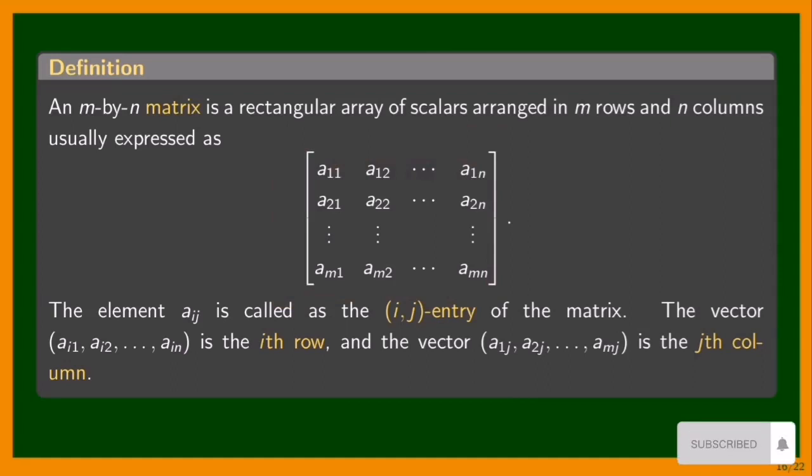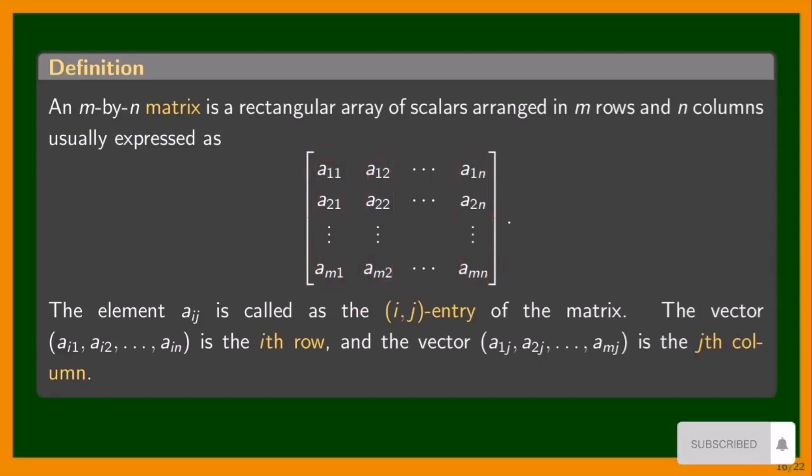The vector of entries with first subscript i is called the ith row. For example, this is the first row, second row. They all share the same first subscript. When you look at the vector of entries with the same column number, the second subscript, we call that the jth column. This is the first column, the second column, and the nth column. Okay, this is just a matter of definition.